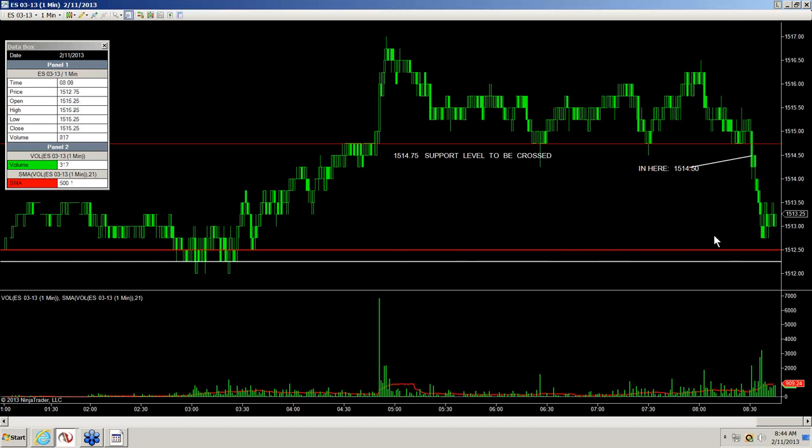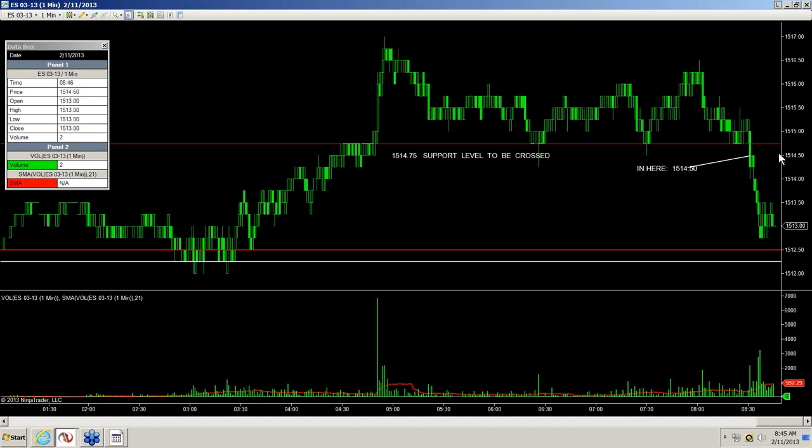Always monitoring the trade in real time on a 1-minute chart to manage this trade so that we don't give a lot of money back if we have a correction. Price is stabilized at 1513 flat, real-time trade. S&P E-mini futures in the trade right here at 1514.50, 8:31 AM Eastern.